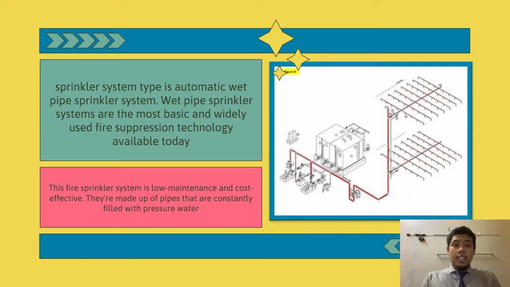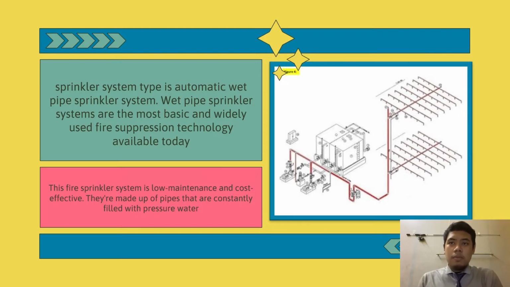The type of fire sprinkler system. Based on the figure, we have identified the sprinkler system type is automatic wet pipe sprinkler system. Wet pipe sprinkler systems are the most basic and widely used fire suppression technology available today. This fire sprinkler system is low maintenance and cost effective.